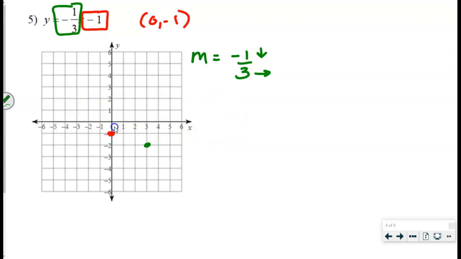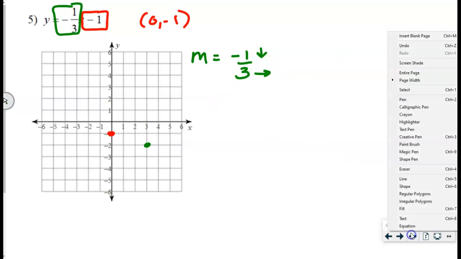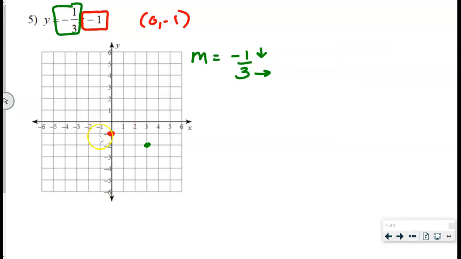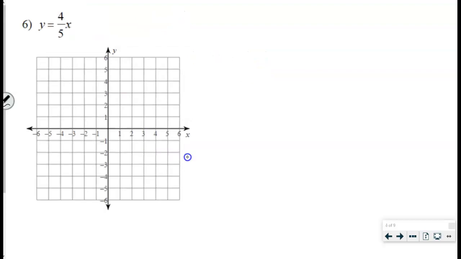Now, also, I could have moved up 1 and left 3. That still would have been a slope of negative 1/3. But I don't need to graph 3 points. I only need to graph 2. See, I forgot I have this. I have a tool that draws lines for me. There we go. The only thing I need to improve upon on this tool is it doesn't give me arrows, so I'm going to add arrows to each end. Make sure when you're graphing a line that it's big and bold and it has arrows on both ends.